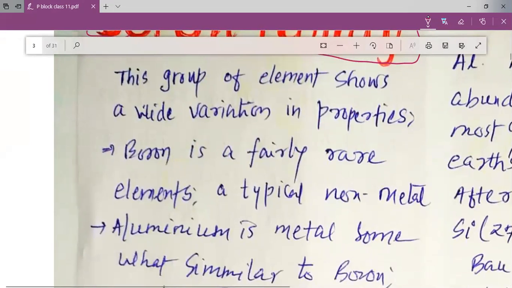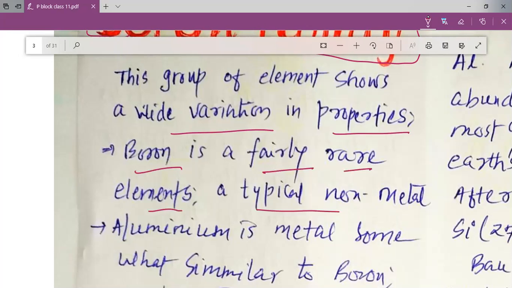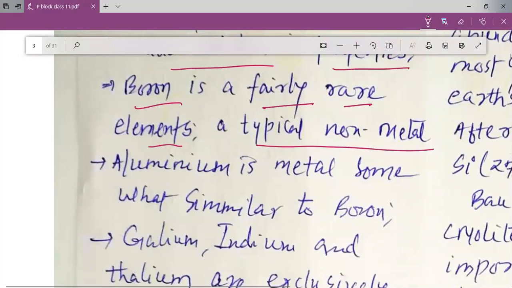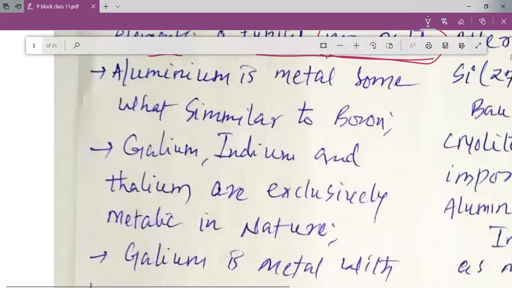This group of elements shows a wide variation in the properties. Boron is a fairly rare element, a typical non-metal. Please remember that boron is not found easily in the environment, and it is a rare element. Hardly it is found, and its proportion on the earth is very small. And please remember that it is a typical non-metal, so it shows the characteristics of the non-metals.